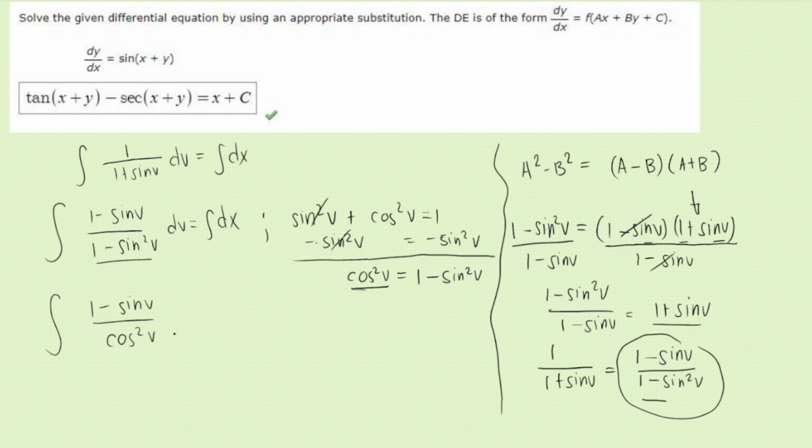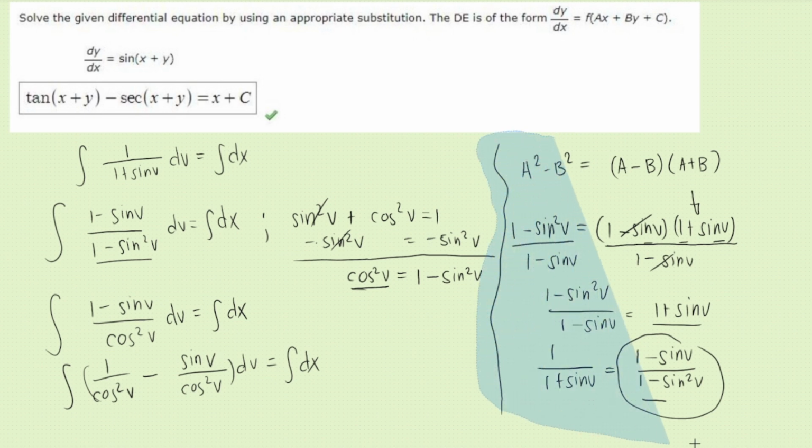The reason why I want this changed in terms of cosine is because I want this integrand to have a pattern; we can make a pattern out of these ones. Once you divide 1 over cosine squared, once you separate the denominator, 1 over cosine squared v minus sine v over cosine squared v dv, now you'll see some patterns. This is equal to the integral of dx.